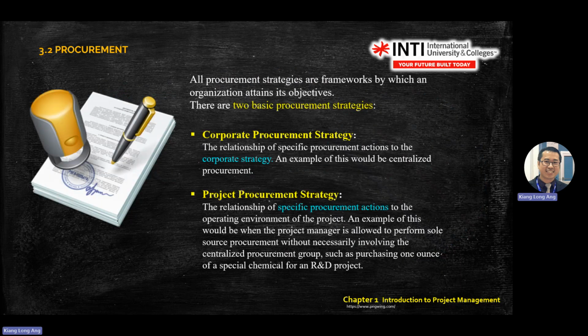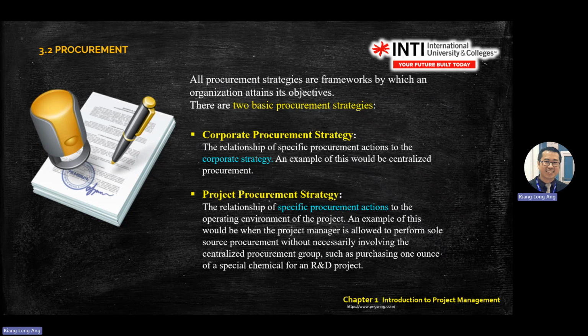Okay, there are two procurement strategies. One is corporate, one is project. Corporate strategy is that you centralize everything. That's why you see those money-making companies have an HQ. Everything they refer to HQ rather than giving authority to small subsidiaries. Then the HQ oversees the whole thing.